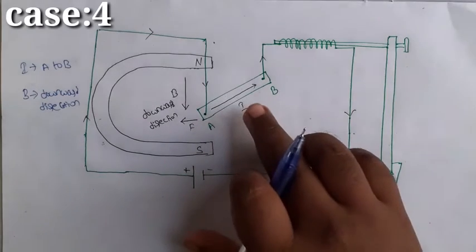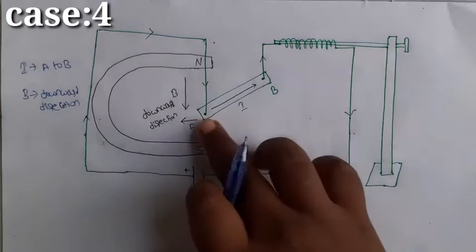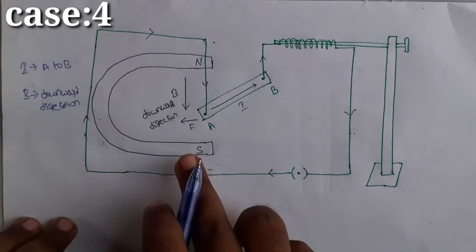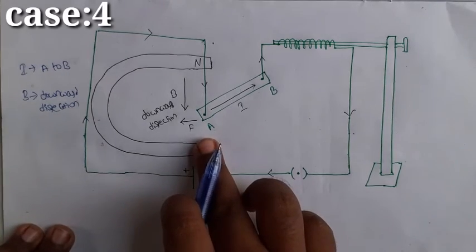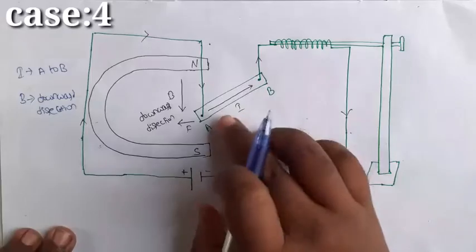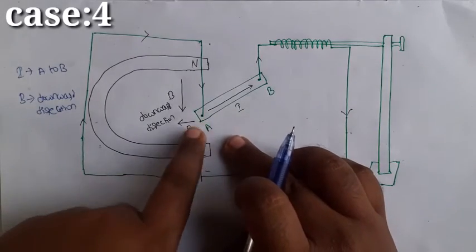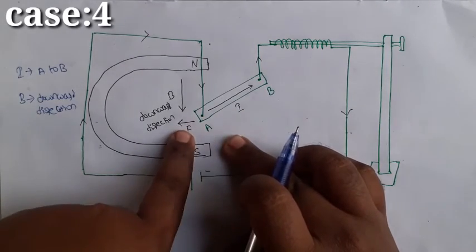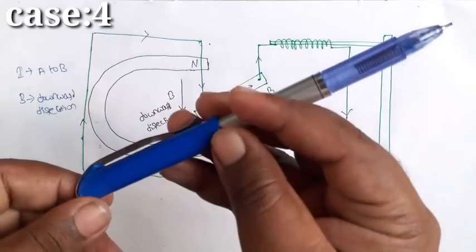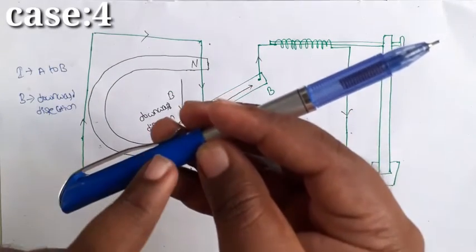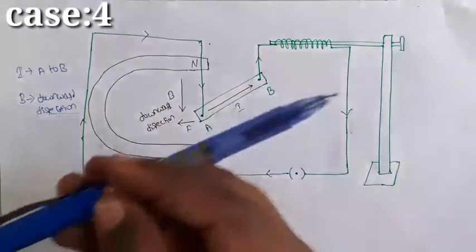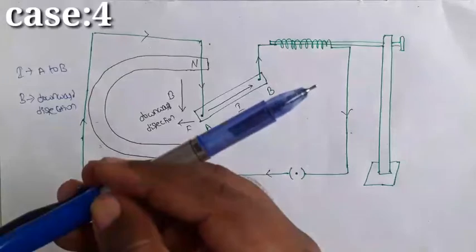So here, A to B. When you switch on the circuit, what happens? The magnetic field exerts some force on the conductor. So this conductor is moving towards the left direction. This is the direction of the displacement of the conductor. So this conductor is moving in this direction. Suppose this is a conductor. When magnetic force is exerted on this conductor, it is displaced towards the left side direction.